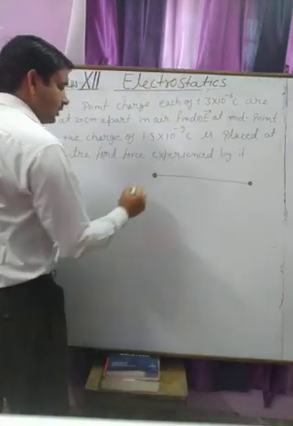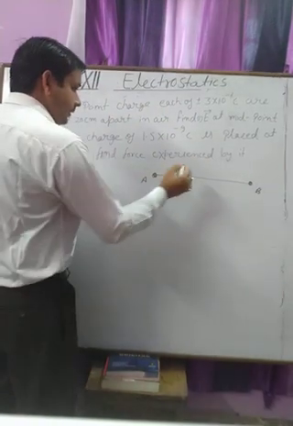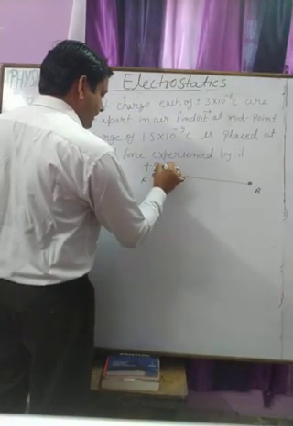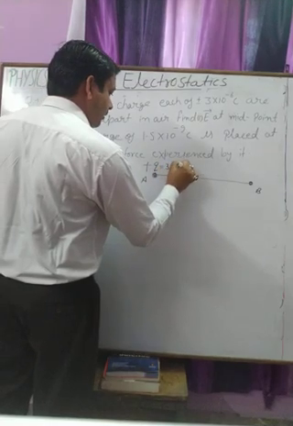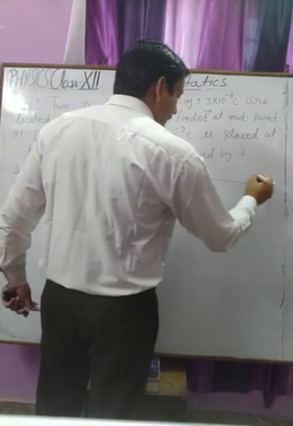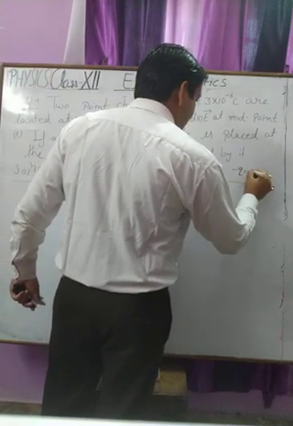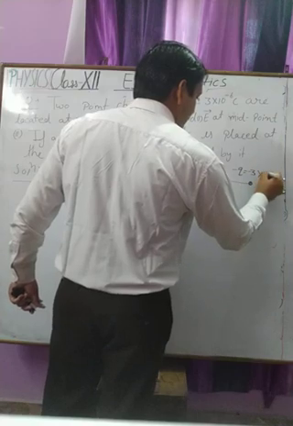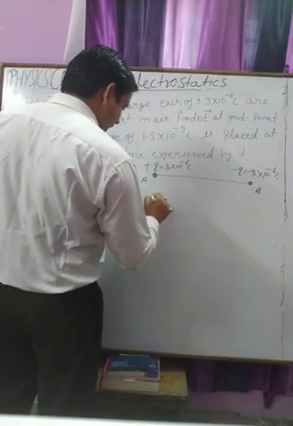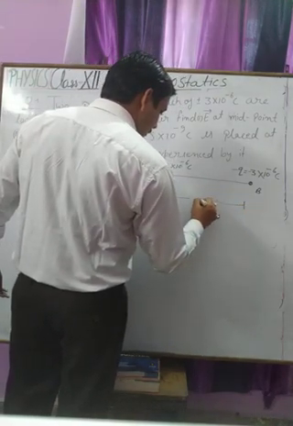These are the two charges, one at point A, one at point B. So this one we take as plus Q charge, that is 3 into 10 to the power minus 6 coulomb, and this is minus Q charge, that is minus 3 into 10 to the power minus 6 coulomb, and the distance of separation is 20 centimeter.